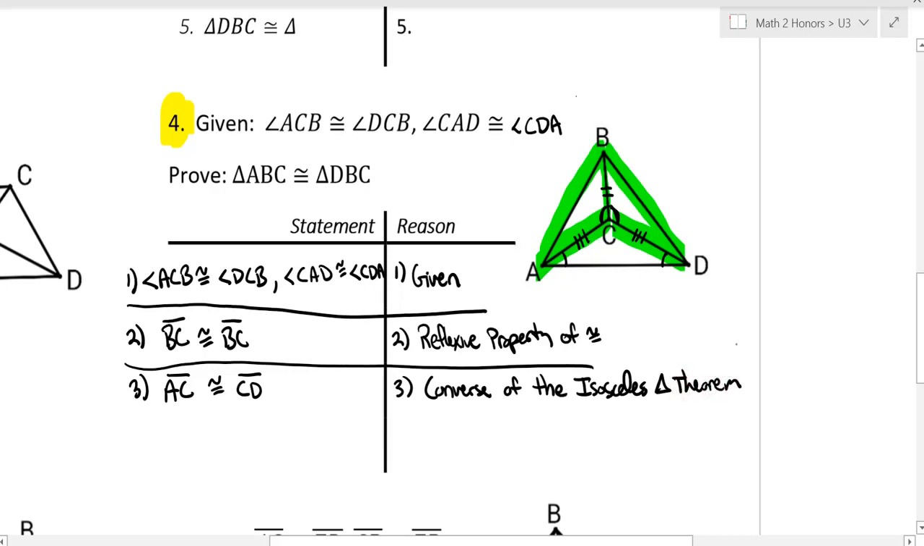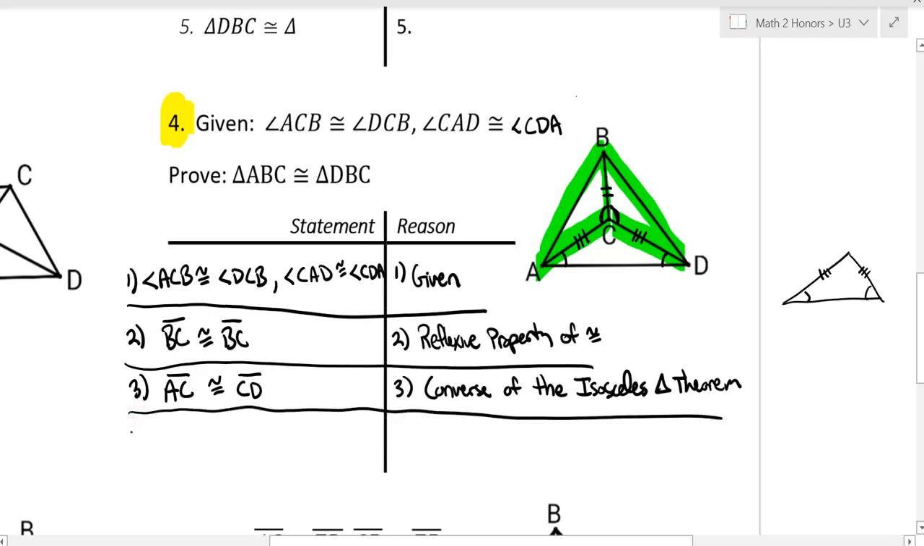Again, what does the converse say? It says, if you have a triangle that has two angles the same, if you start with that, which we did, then it's going to be an isosceles triangle. And that's how I got AC is congruent to CD. So you want to know what the theorem says and be able to use that.